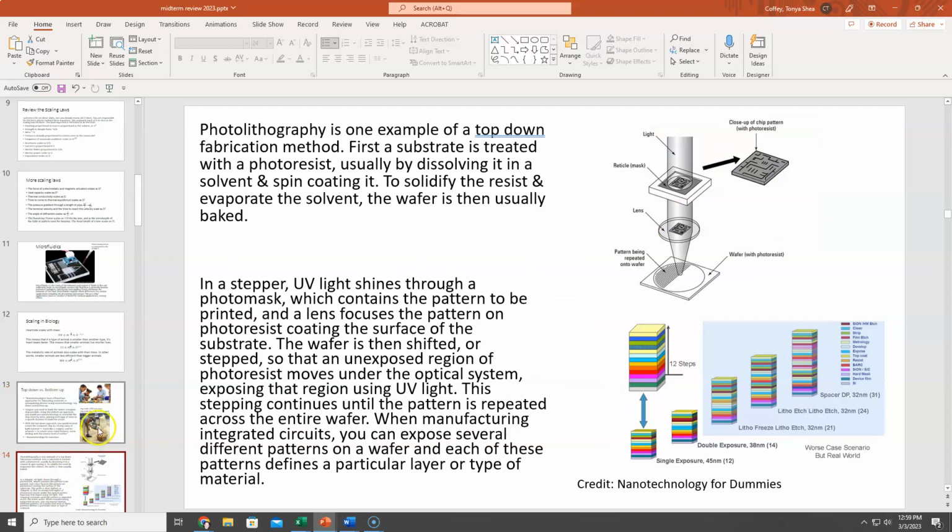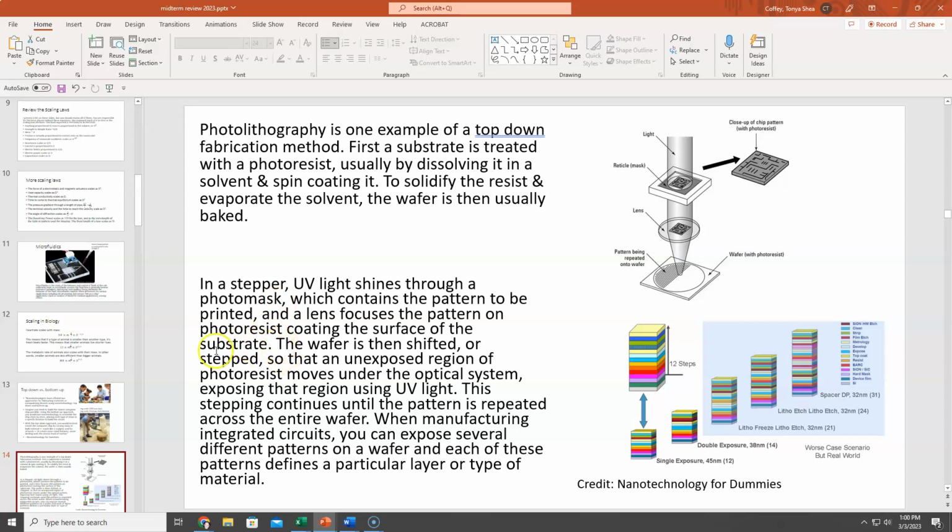One of the top-down approaches is photolithography, and that's exploited a lot in the semiconductor industry. First you treat a substrate with a photoresist, usually by dissolving it in a solvent and spin coating it, and then you solidify the resist and evaporate the solvent, and then the wafer is usually baked. Then they use a stepper, shown here in this top picture, to shine UV light through a photomask, which contains the pattern to be printed, and the lens focuses the pattern on the photoresist, which coats the surface of the substrate.